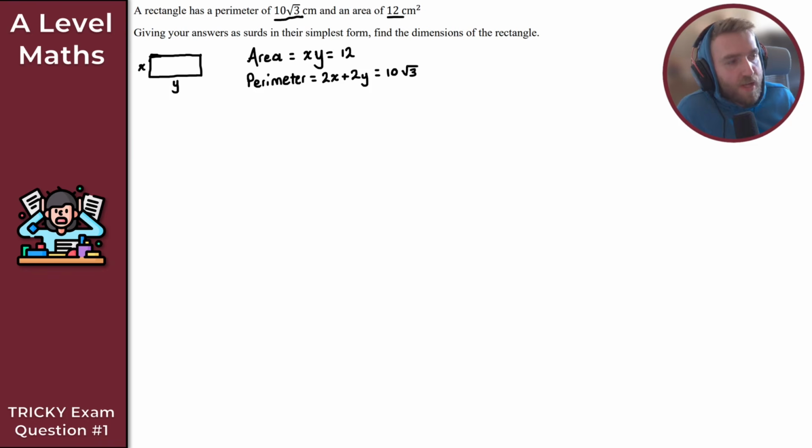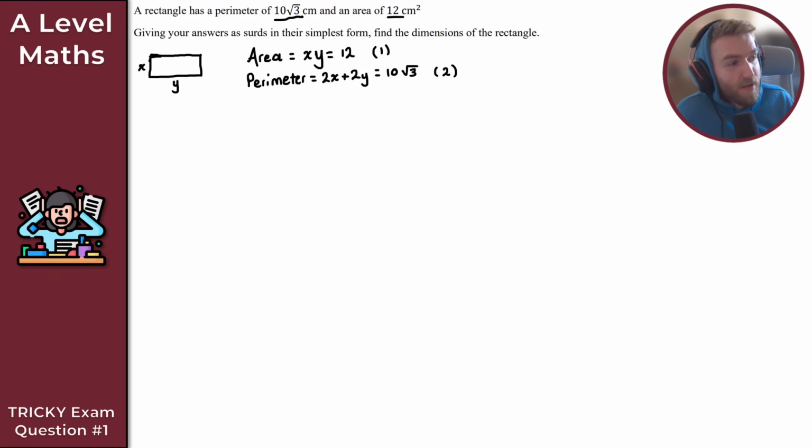So what I've done here then is just form simultaneous equations, right? I've got equation 1 here. Let's just label that as equation 1. And I've got this equation here, equation 2, okay? Now what I'm going to do then is rearrange equation 2 into either x or y as the subject, and then substitute that into equation 1, okay? So I'm going to rearrange equation 2 and make y the subject, okay?